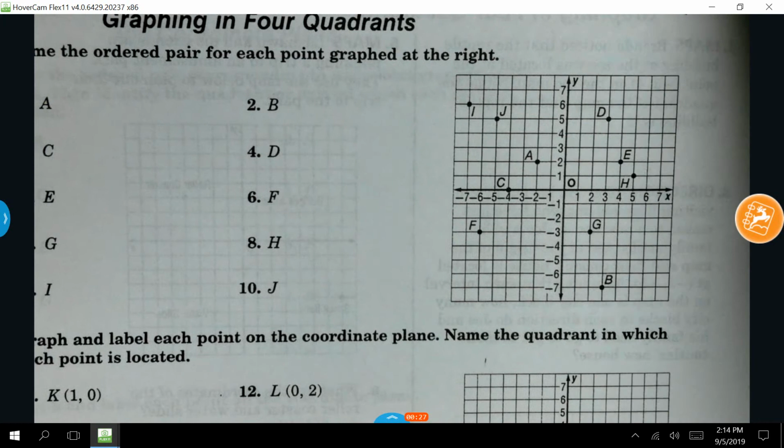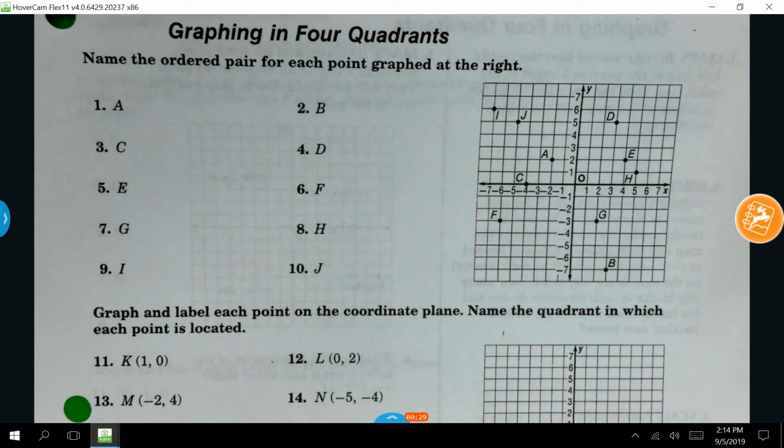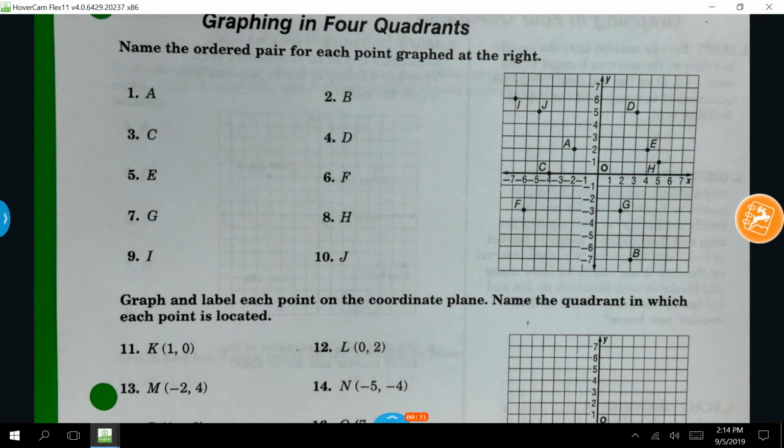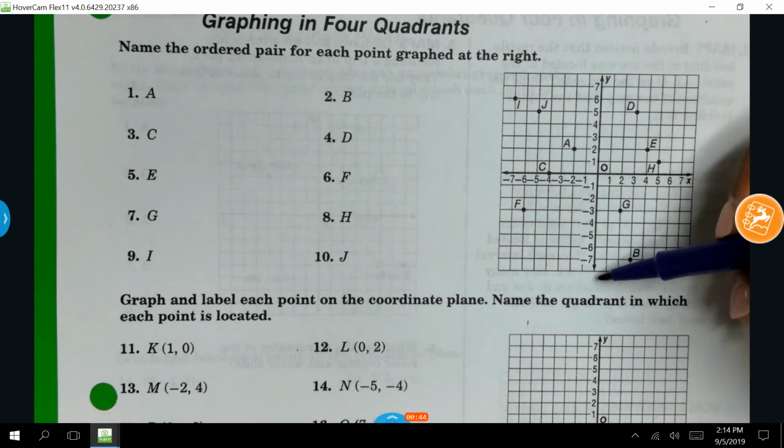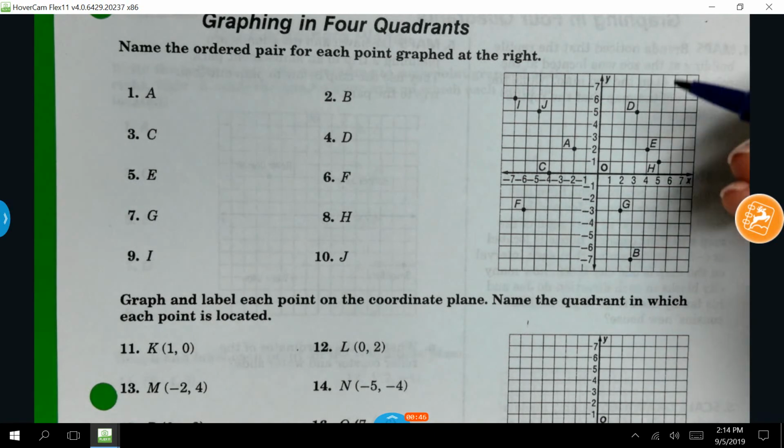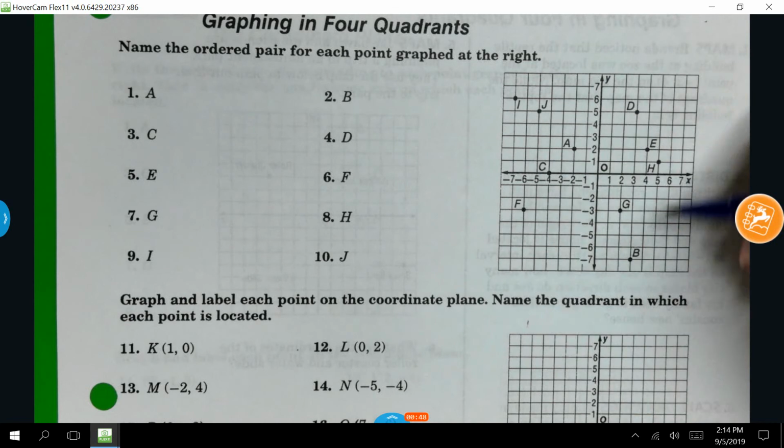What makes those 4 quadrants? What is dividing that graph into 4 different quadrants? Noah? Yeah, you have your y-axis here and your x-axis here, and that's dividing your graph into 4 quadrants.